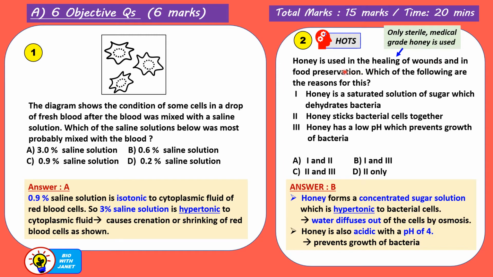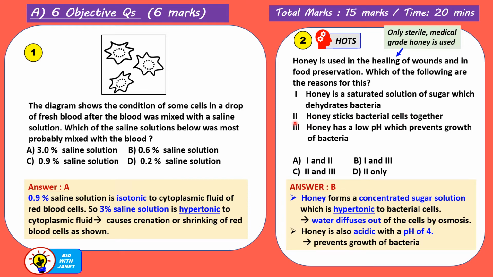It's also used in food preservation. Now what's the reason for this? The first choice, honey is a saturated solution of sugar which dehydrates bacteria, is correct, right? So honey forms a concentrated sugar solution which is hypertonic to bacterial cells. So water will diffuse out of bacterial cells if they come in contact with honey, by osmosis, and the bacterial cells will be dehydrated and they will die.